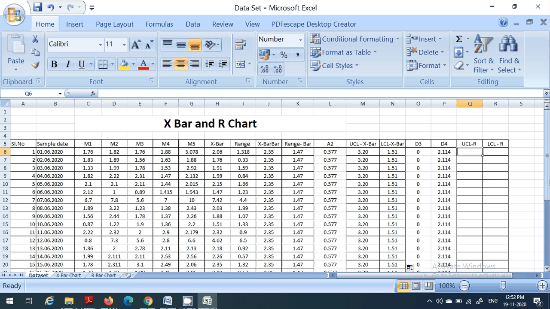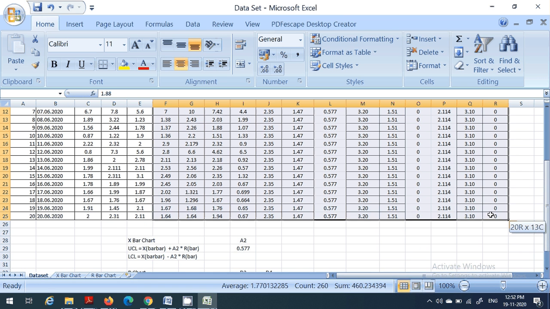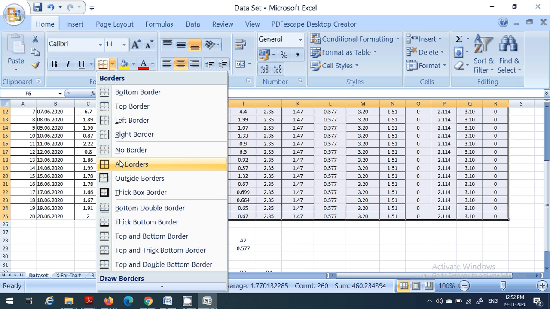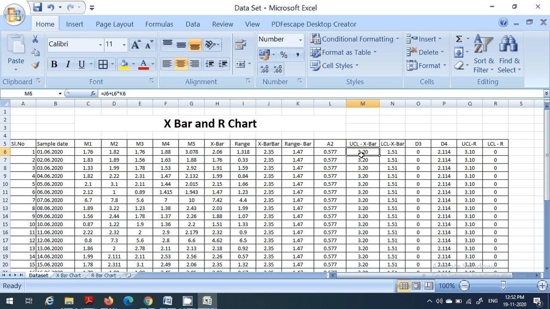And for the R chart, UCL is D4 into R bar, and LCL equals D3 into R bar. So you can extend these values. So now you have all the values available to draw a chart. So all the values now exist, and let's go for drawing of a chart.